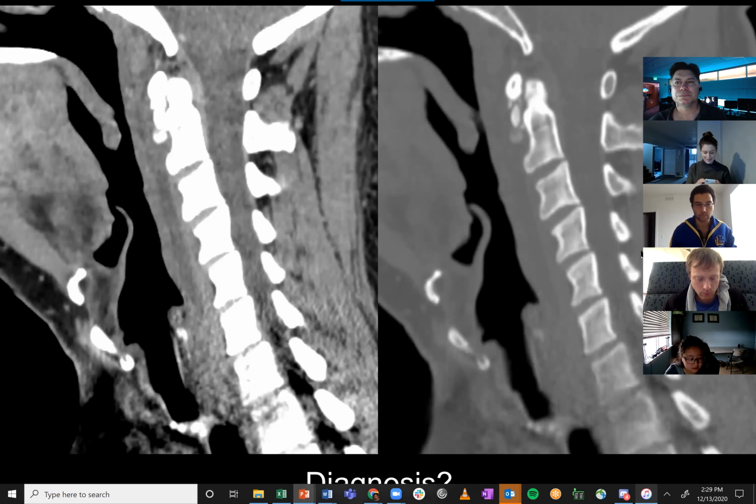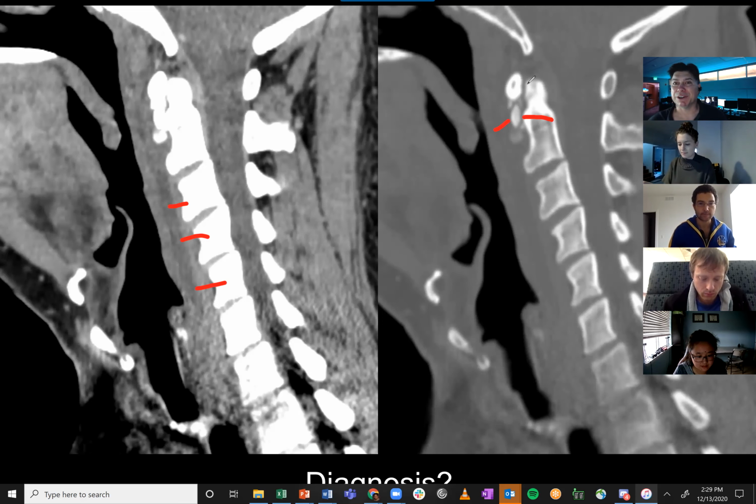So I have sagittal CT images in the soft tissue and bone window. There's some prevertebral or retropharyngeal edema, and this focus of calcification adjacent to the dens anteriorly. So I think this might be longus colli ossification with a reactive edema around it. Great. So longus colli tendinitis or hydroxyapatite deposition.